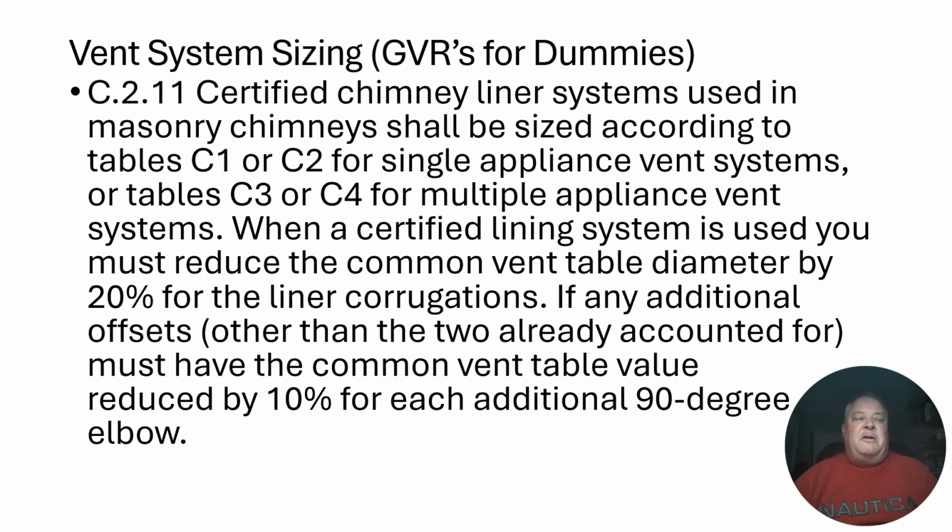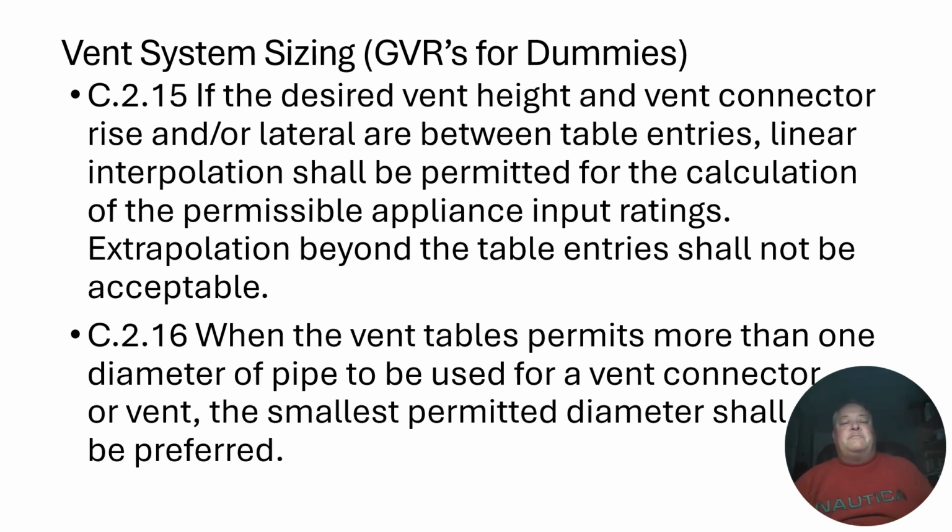When we've got a chimney liner, we have to reduce our common vent capacity by 20% off of our table values. Any additional offsets other than the two that are already accounted for in the equations or in the tables must have a common vent table value reduced by 10% for each additional 90-degree elbow. I'll talk a little bit more about that.